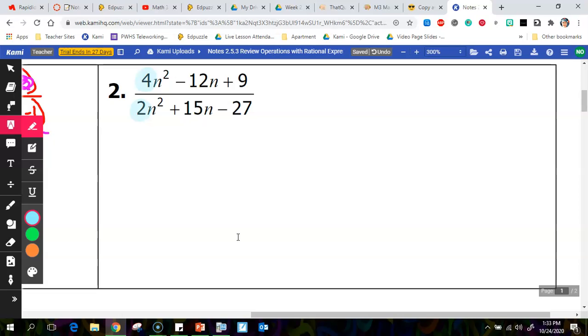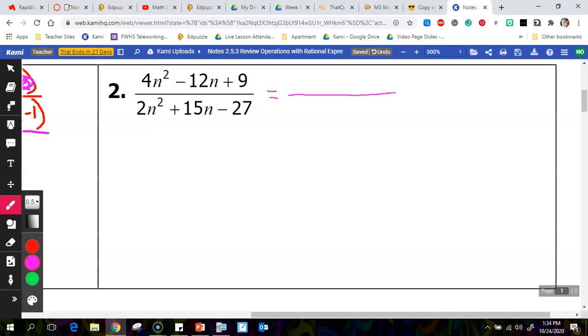If it isn't, then we can look for a greatest common factor, but there is no greatest common factor in 4, 12, and 9. Greatest common factor is 1. And the same thing with the 2, the 15, and the 27. There's nothing I can take out of there. So what I need to do, I'm going to erase this stuff that I just did. There. So what I'm going to have to do is factor each of these by splitting the middle term. So I'm going to end up with numerator and denominator factored.